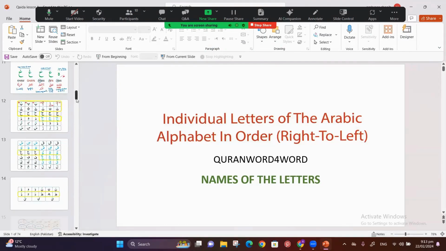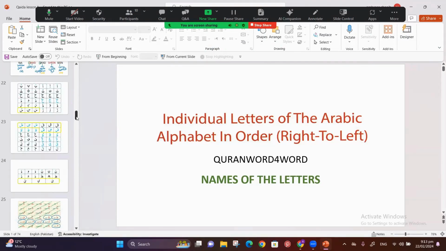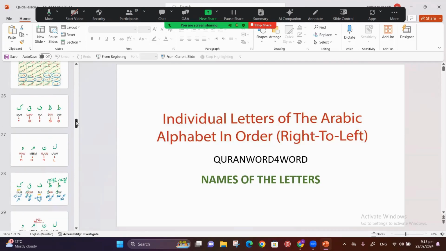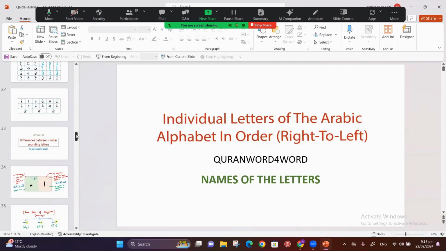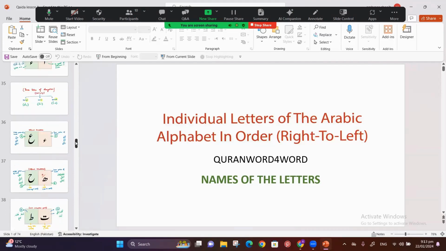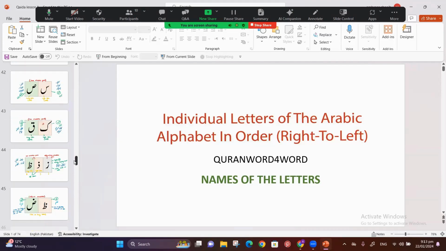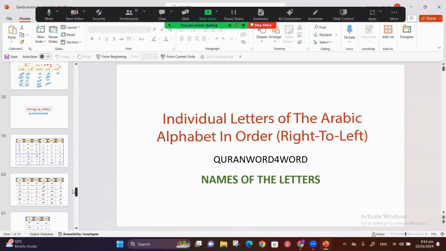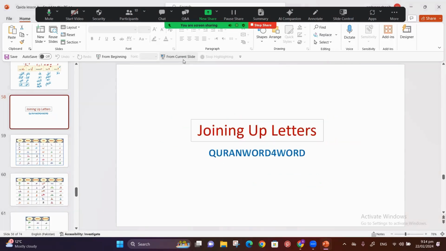We did individual letters, and then we moved on step by step to the compound letters, and we saw how the letters change their shape according to their position in a word as well. In the previous session, we were just seeing the letters in a word, how letters are joined in a word. So inshallah we will continue from there today, and we will move forward.